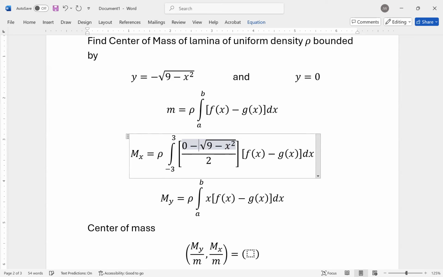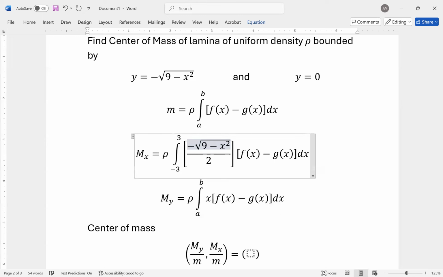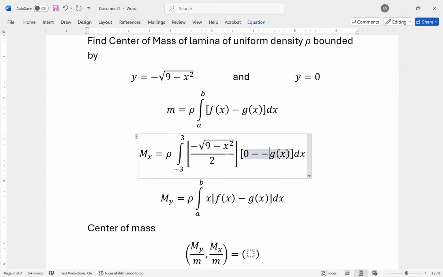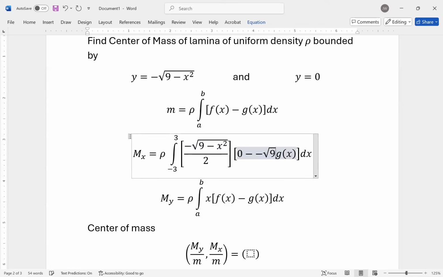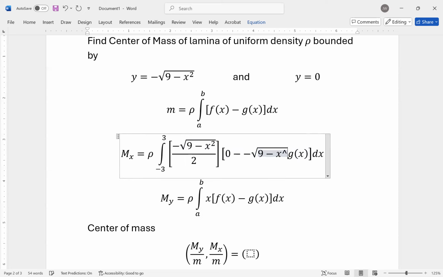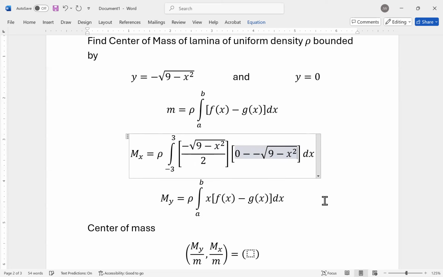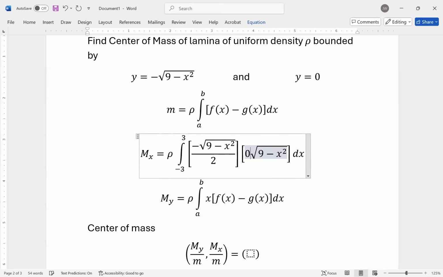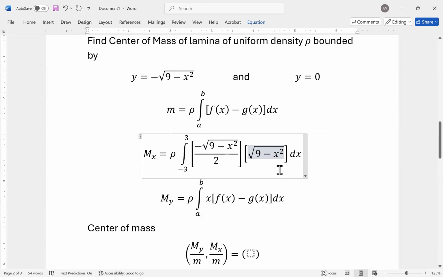That's going to be a minus there. So we're going to be adding a negative, which gives you a negative square root of 9 minus x squared. Here we're going to have 0 minus a negative square root of 9 minus x squared. Minusing a negative gives you a positive square root. 0 plus that square root is just that square root. So that's what we end up with.